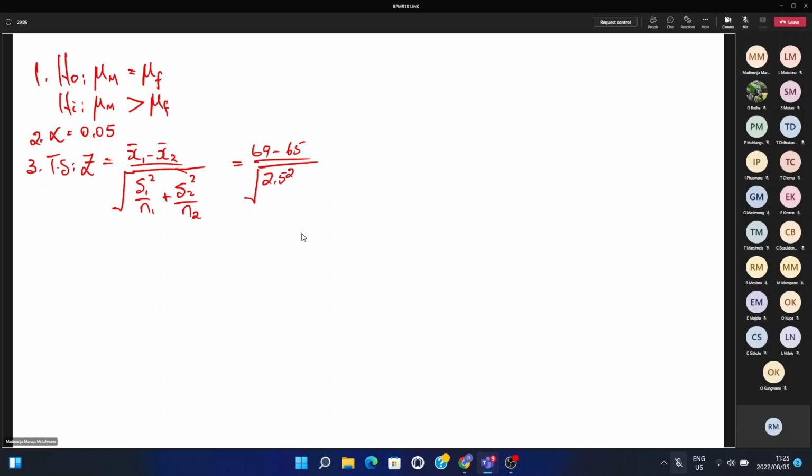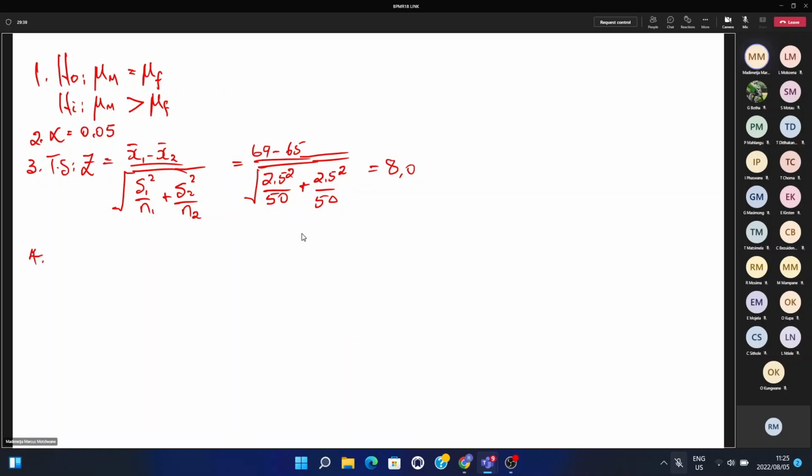2,5 squared. Remember now, it is given as standard deviations, but we want the variance. Therefore, we must square up the standard deviation. Over N1, it said each is 50, plus S2 is also 2,5 squared over 50. And when we do our calculations, this should give us an 8.